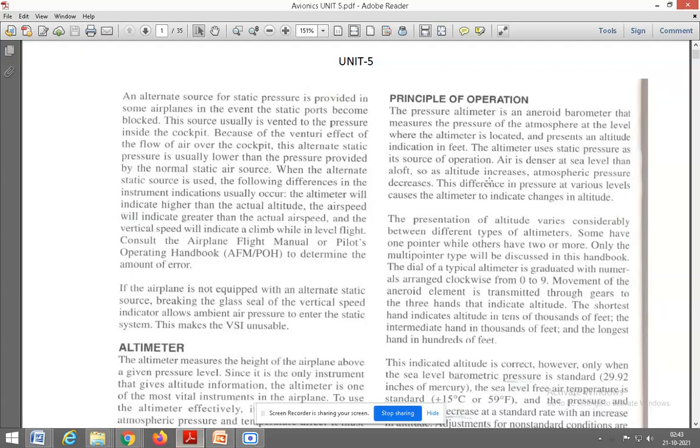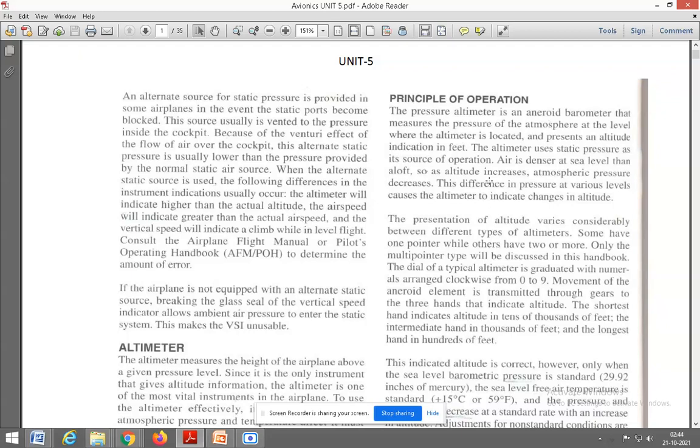An alternate source for static pressure is provided in some airplanes in the event the static ports become blocked. This source usually is vented to the pressure inside the cockpit. Because of the Venturi effect of the flow of air over the cockpit, this alternate static pressure is usually lower than the pressure provided by the normal static air source. So you'll have an alternate source for the static pressure.